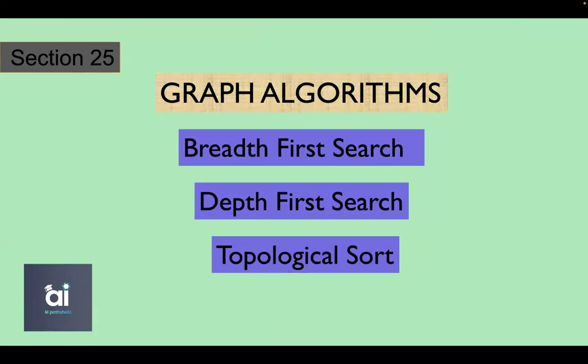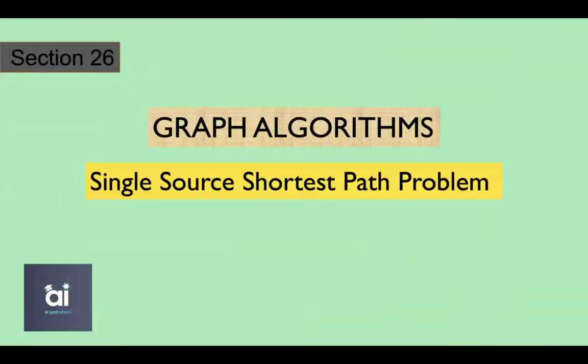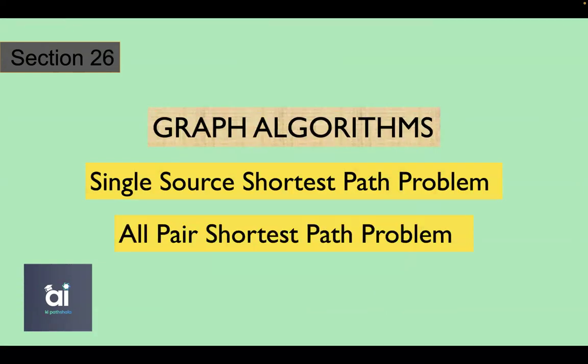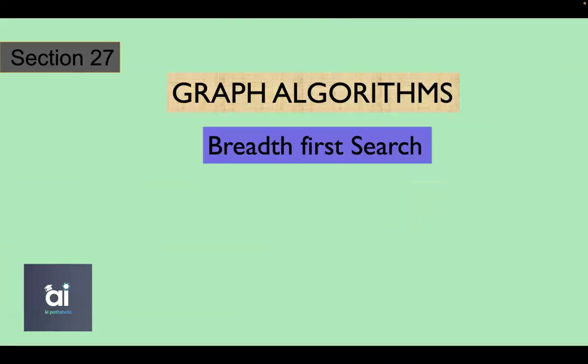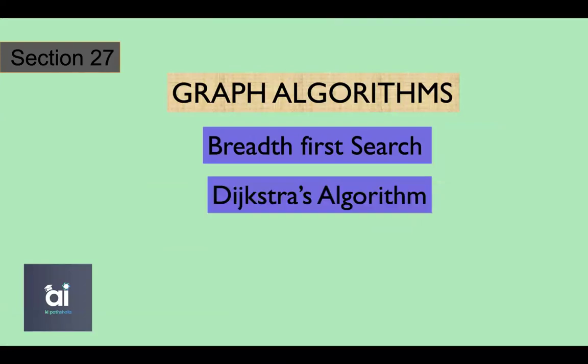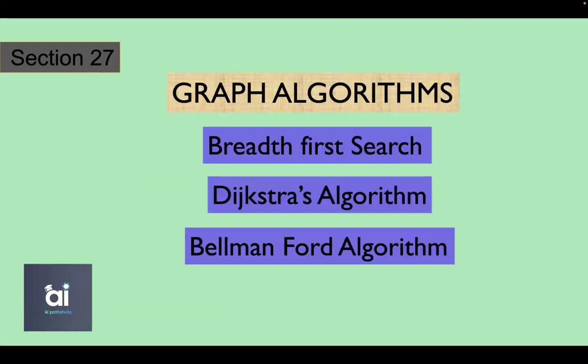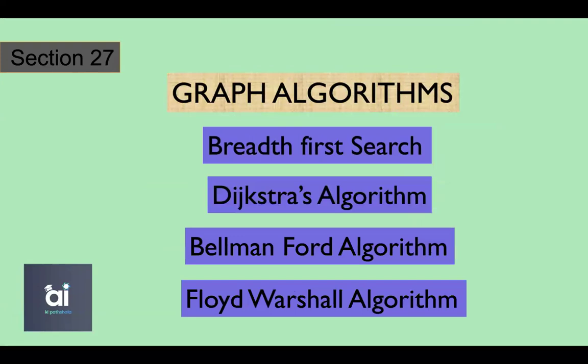Then from here, we'll continue to solve problems like the single source shortest path problem and the all pairs shortest path problem. So we will solve these problems using different algorithms such as breadth first search, Dijkstra algorithm, Bellman-Ford algorithm, and Floyd-Warshall algorithm. And we will also talk about why we cannot use depth first search algorithm for these problems over here.